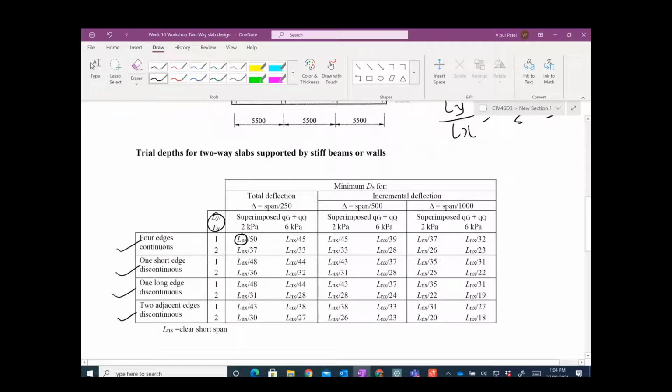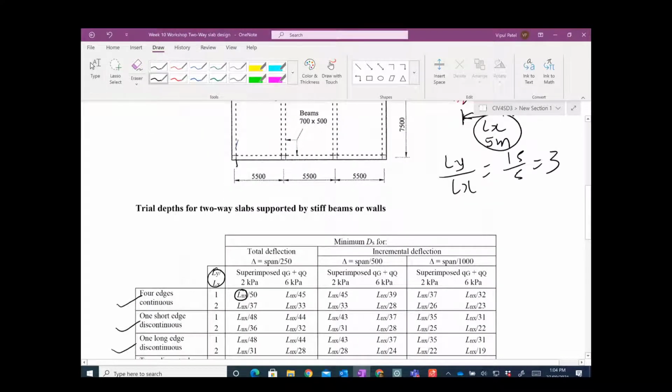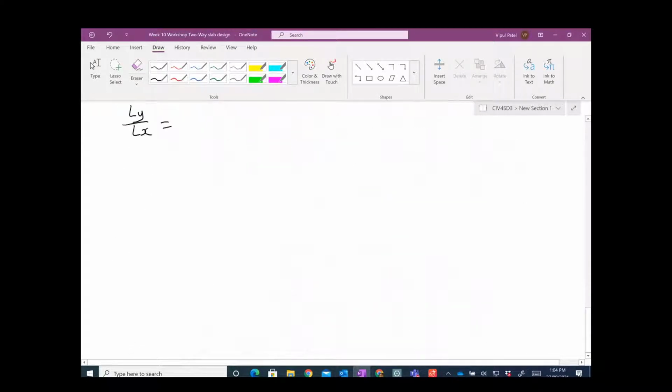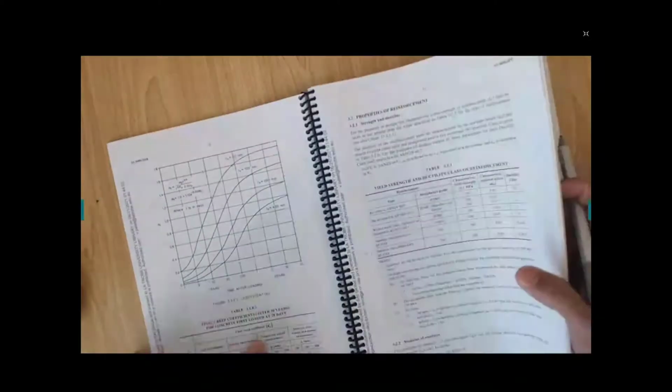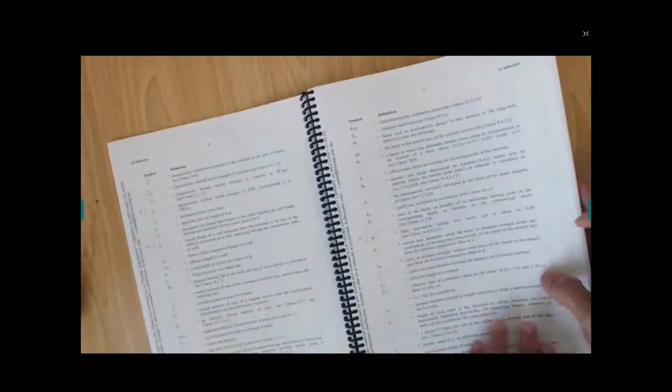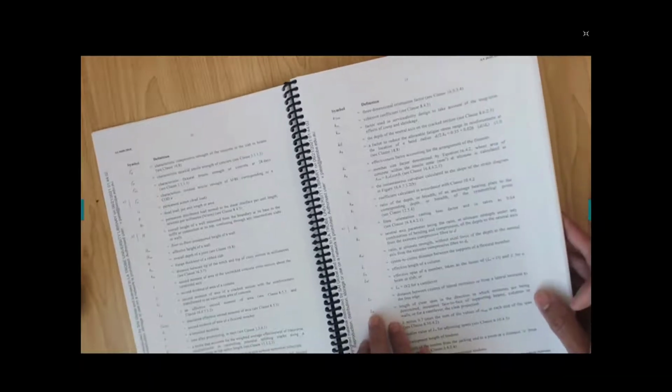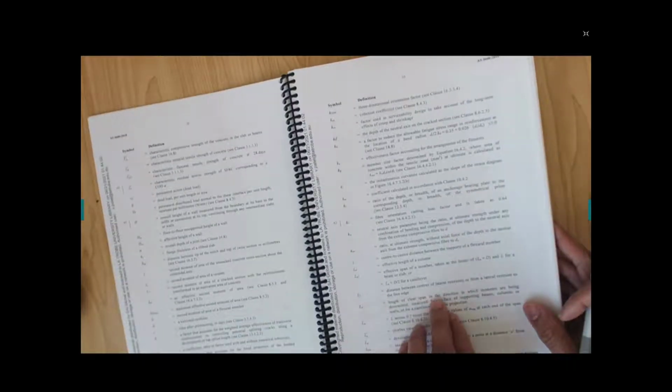The lnx means the clear spacing. If you have a slab here and this slab is sitting on the beam, then this is ln, the clear spacing. Now someone might ask how do I know that? You can come back here and read it: ln, length of the clear span in the direction in which moments are being determined. So that is ln, clear span.